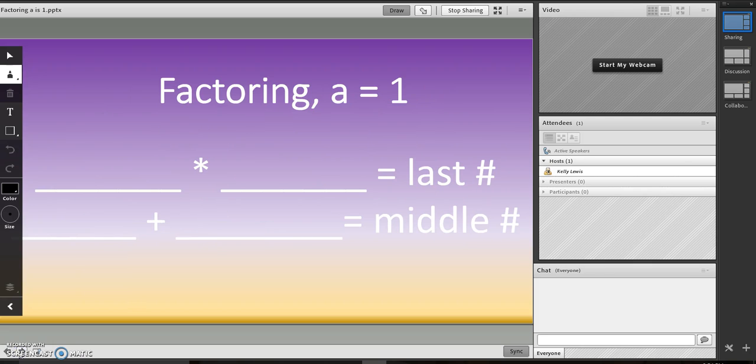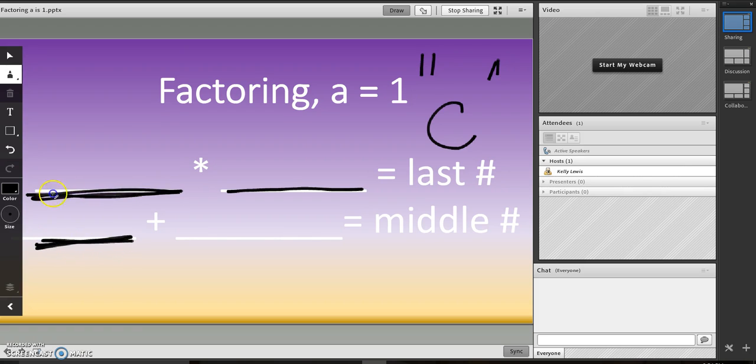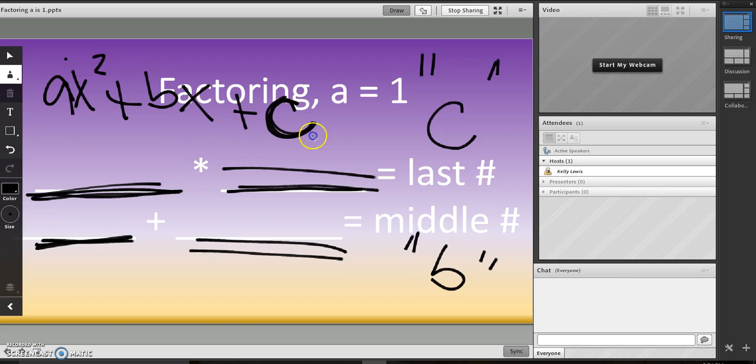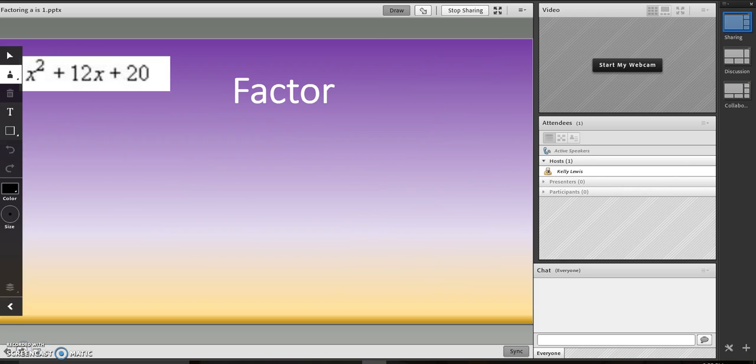Here's the quote-unquote rule. We're going to get two numbers that multiply to give us the last number, the c, and those exact same two numbers have to add to give us the middle number, b, because remember it's ax squared plus bx plus c. And remember, a is an invisible 1. Okay, so let's do it. It's easier than it looks. I'm not saying it's easy, I'm saying it's easier than it looks.